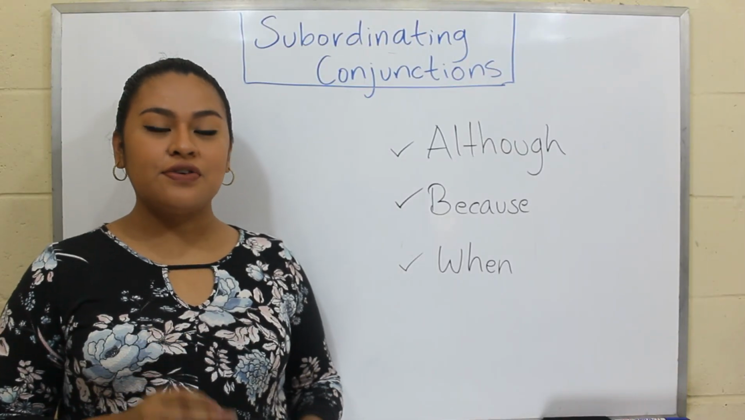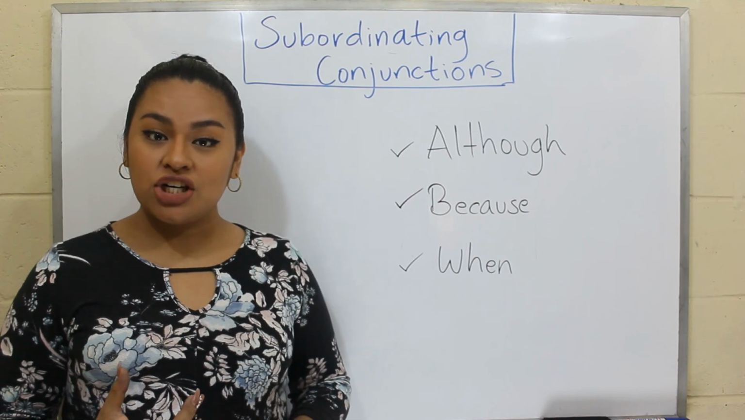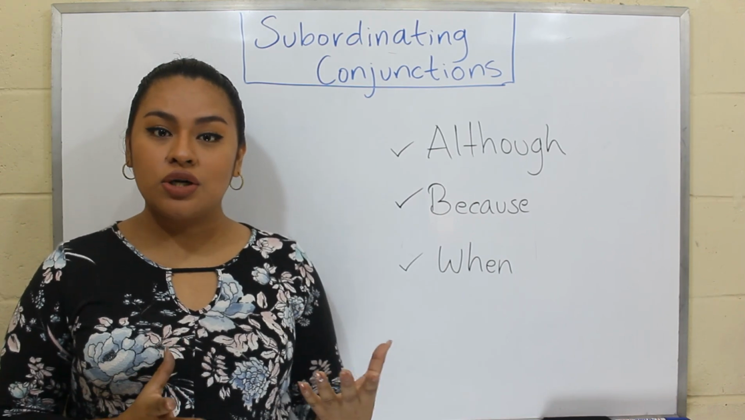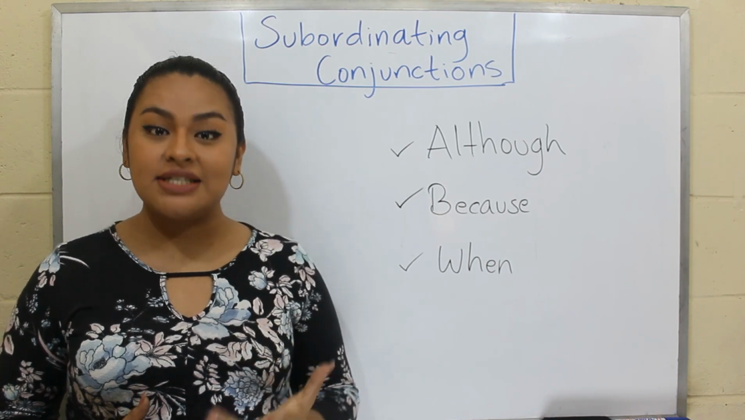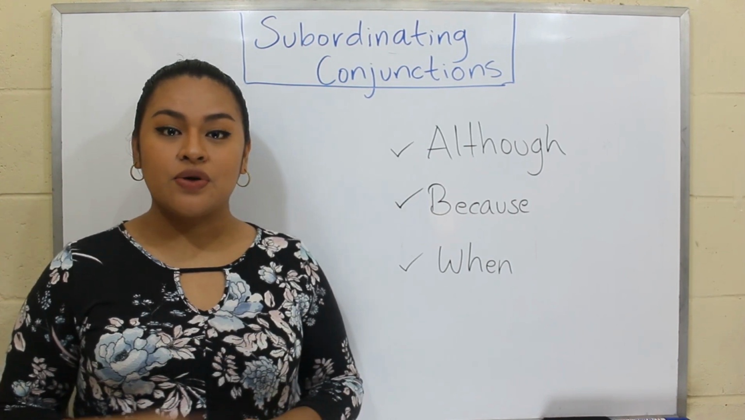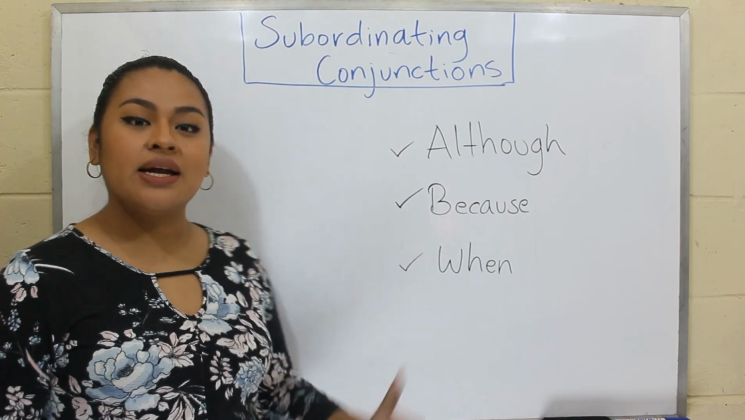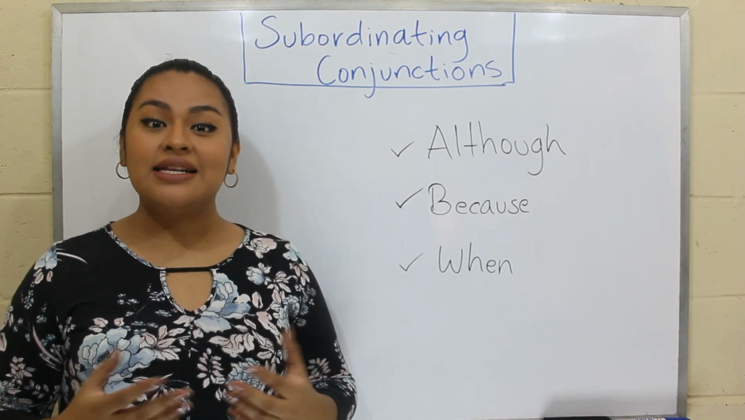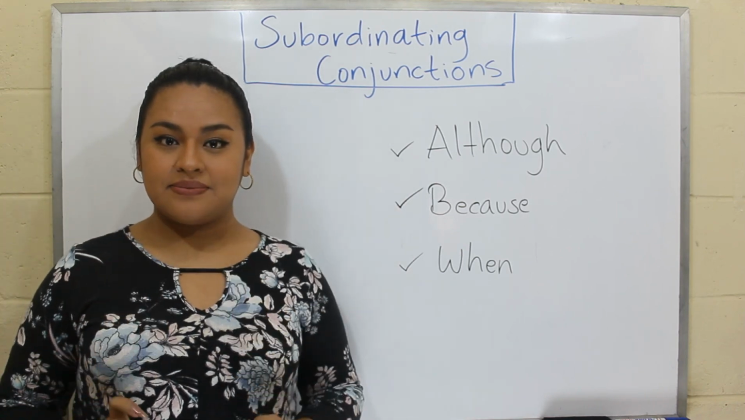Okay. First of all, let's talk about what a conjunction is. A conjunction is a word or words that are used to connect two different clauses or sentences together. Words like although, because, when are conjunctions, and they are used to connect two sentences.